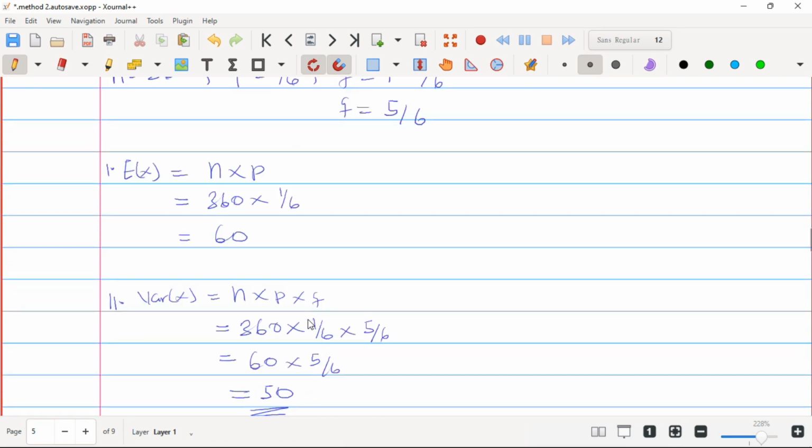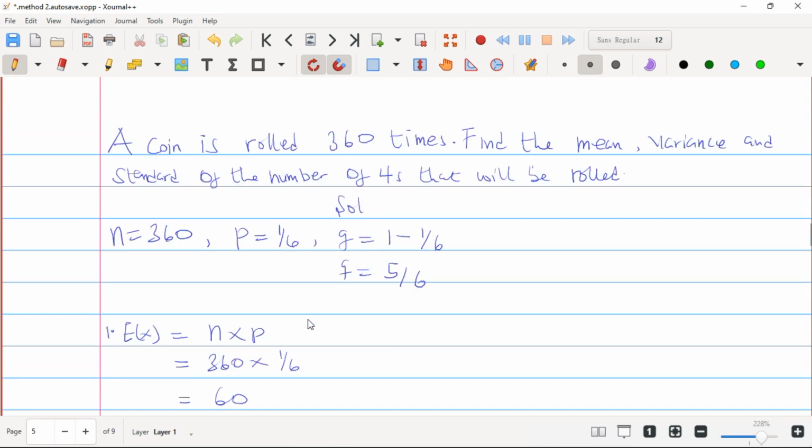So I think this is our last example that you guys will be going through. After this, we will bring the class for binomial distribution to an end. So here we are saying that a coin is rolled 360 times. Find the mean, variance and standard deviation of the faults that will be rolled. So at the end of the day, our n here is 360, because that's the number of trials. And our p is equal to 1/6, our q is equal to 5/6.